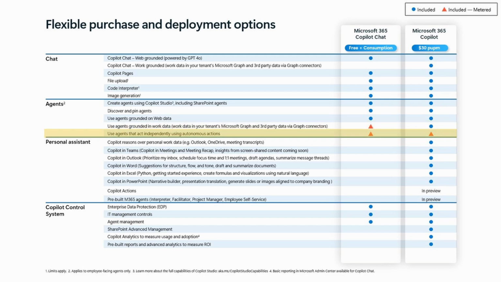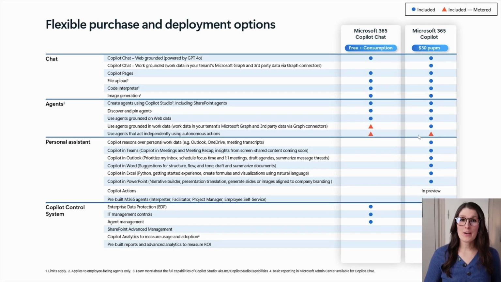Then when we get down to actions, so use agents that act independently using autonomous actions, that feature was not yet available within the builder that we used. It is currently available within the Copilot Studio web app. And so in both of these cases, that is going to be metered billing.